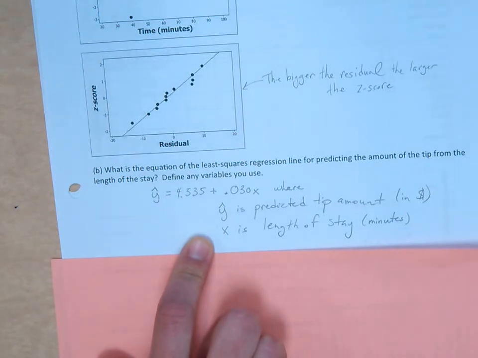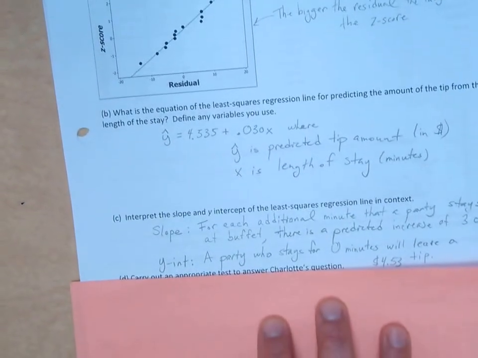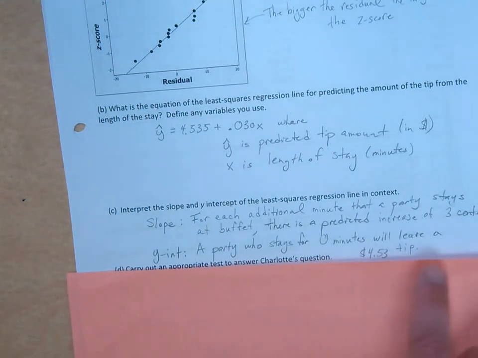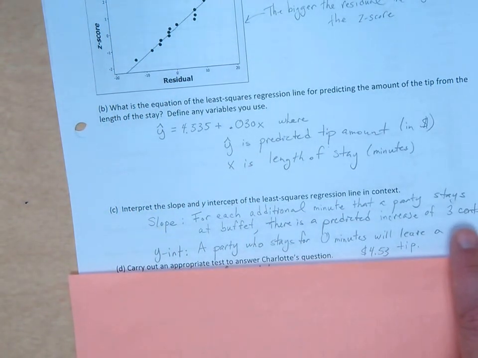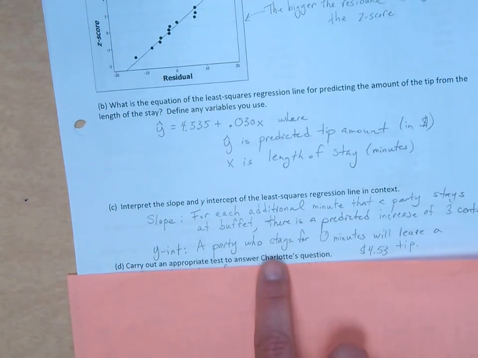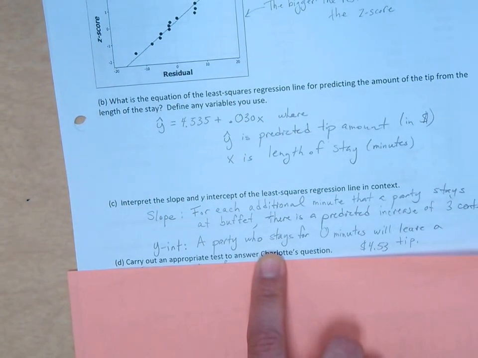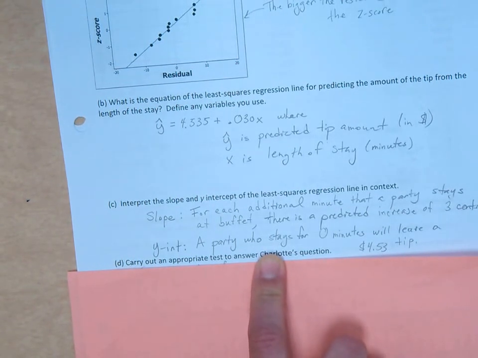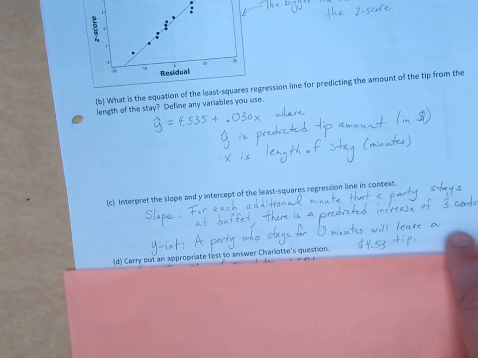And then for part C, interpret the slope and y-intercept in context. So the slope should be: for each additional minute that a party stays at the buffet, there's a predicted increase. Don't say just increase, predicted increase of 3 cents. Very important you use that word. And then the y-intercept tells you that a party who stays for 0 minutes would leave a $4.53 tip, which makes no sense, right? Because that means they really didn't even eat there at all. They probably left right away, and they're probably not going to leave a tip. So that extrapolation is not really useful.